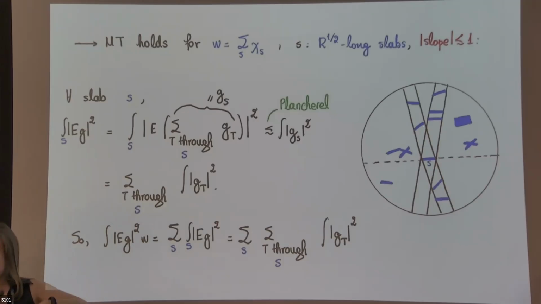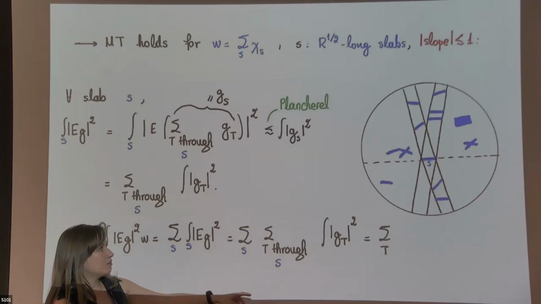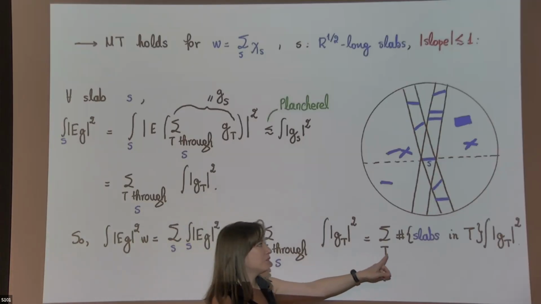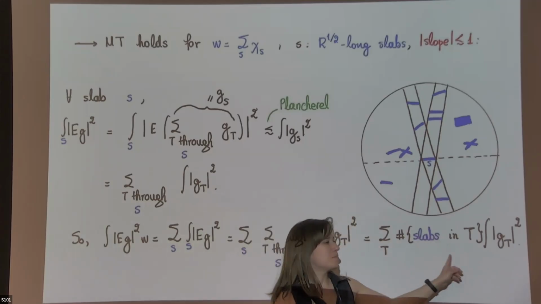Again, like before, we change the order of addition. Instead of doing this, we can, for every single tube, look at all the slabs through the tube and add the contribution of the tube that many times. Okay. So I'm adding for every tube that integral, but this many times.